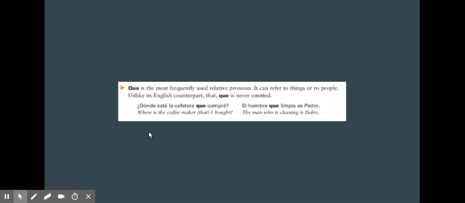So, for example, we have the sentence, where's the coffee maker that I bought? ¿Dónde está la cafetera que compré? Or el hombre que limpia es Pedro, the man who is clean is Pedro. So in this case, it refers both to a thing, la cafetera, that I bought, and a man, Pedro here.